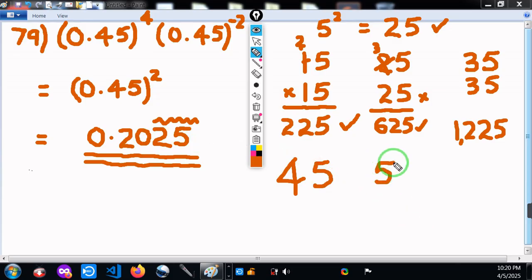Not pray, 55. Yeah? So 5 times 5 is 25. So make it a 6. 6 times 5 is 30. So 3025. What about 65?